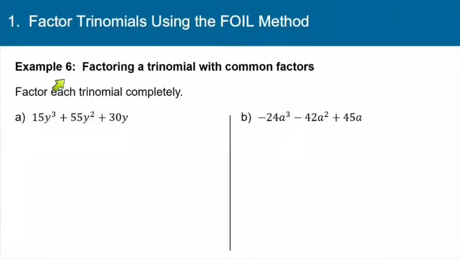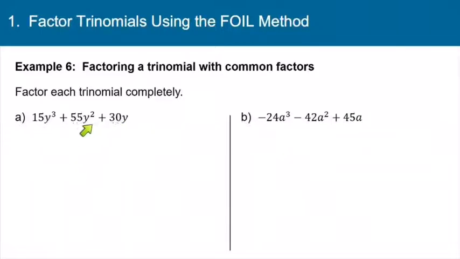Okay, so here is example 6. We have 15y to the third plus 55y squared plus 30y. Now I hope it is a big red flag to you that our exponent here is not a 2, because you know on every trinomial we've done, we've started with a squared term, and here we have a third power term. So we know something is up. And notice now that y is common to all three terms. So definitely our GCF needs to contain a y.